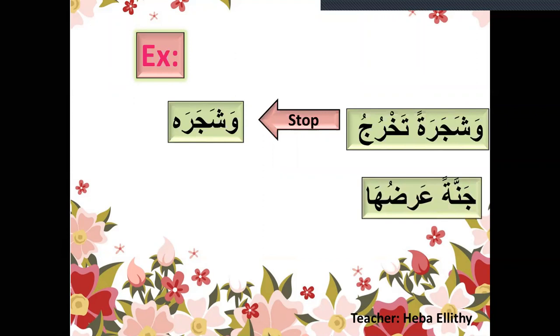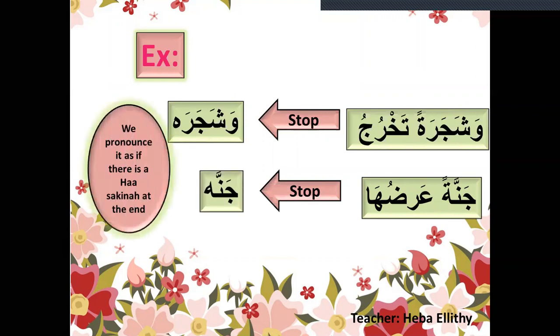Another example is جنة عرضها. If I stop on the word جنة, it will be جنة. So we pronounce it as if there is a هاء ساكنة at the end. So in total for مد العوض, if I have فتحتين on top of the end of the word, I substitute these فتحتين with ألف مادية when I stop. But when I connect, I follow the noon and tanween rules, except in the هاء التأنيث: this تاء, when I stop on it, I replace it with هاء ساكنة.